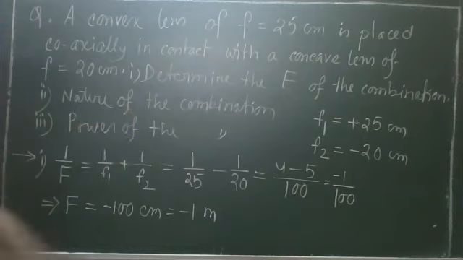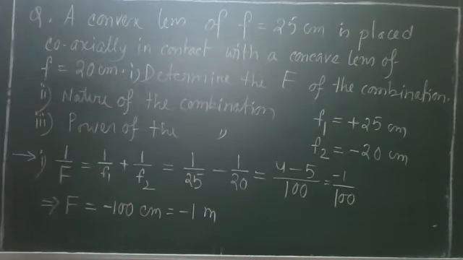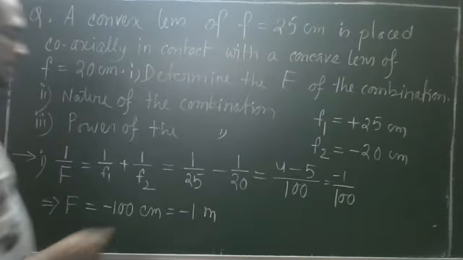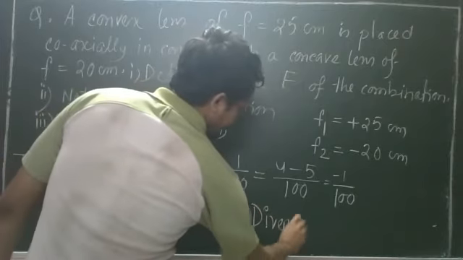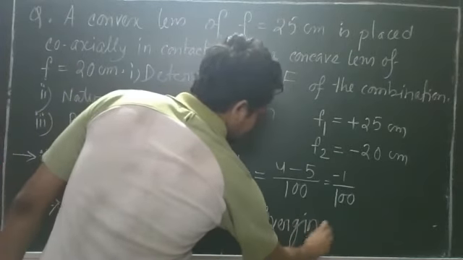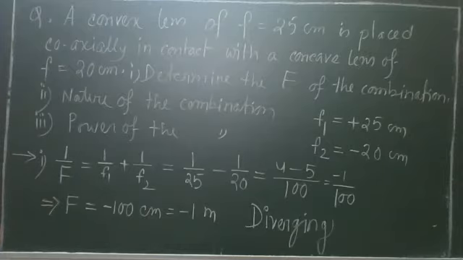Second question, nature. You will get the nature from this sign. Here it is a negative sign. Negative sign means the focal length is negative, that means diverging. So the nature will be diverging.